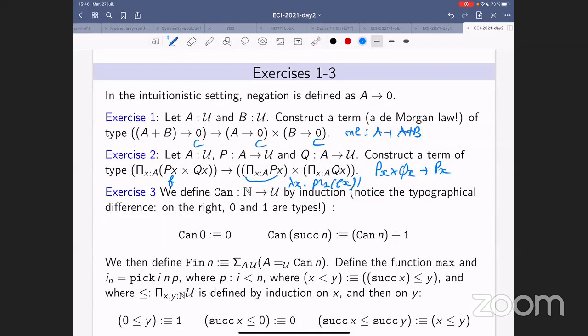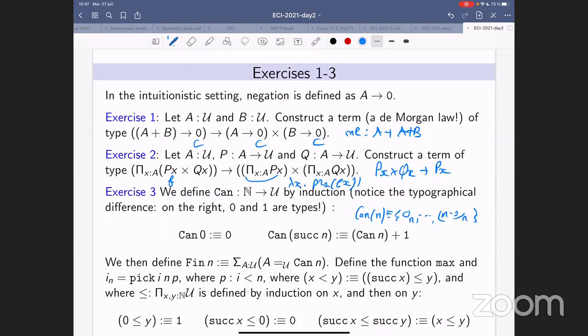So I can just read what the exercise asks you to do. The exercise asks you essentially to encode, remember that I gave fin of n and can of n, and then a function max, and a notation. Remember that I gave a notation that can of n is the set 0, ..., n minus 1. This was all notation, and it was only suggestive.